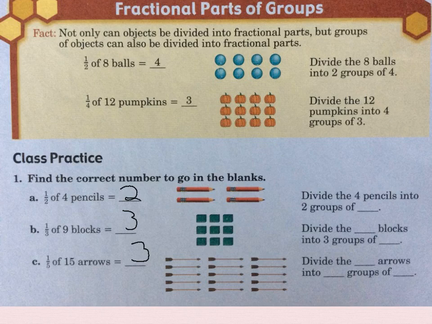And then over to the side, over on this side, it says divide the 4 pencils into 2 groups of, and I want you to put 2 here, and we're going to divide it into 2 groups of 2. Circle those 2, and then I'll circle those 2. I want you to do the same thing. Or you could do it like this.